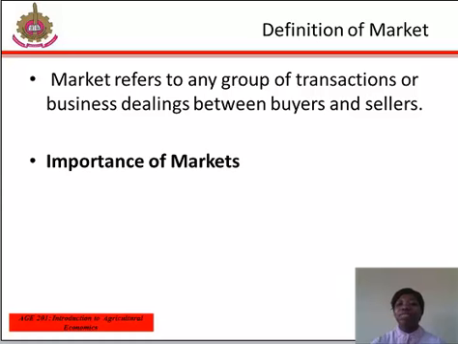Importance of markets. The constitution of markets and market prices are central problems of economics. The economic importance of a market is that it is a medium or an organization where prices of commodities are determined and the title ownership is exchanged.